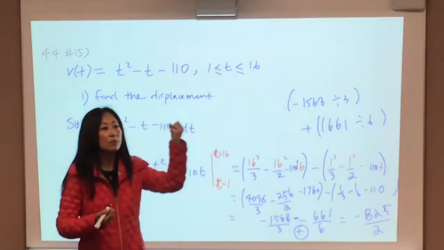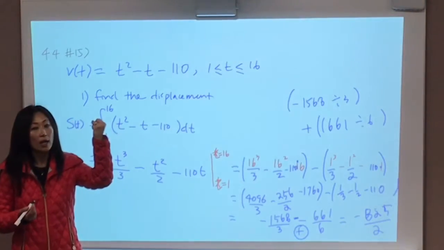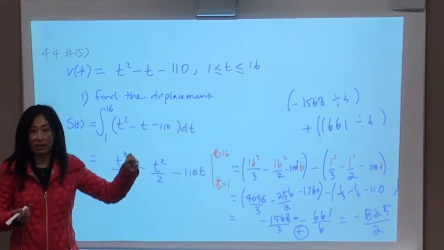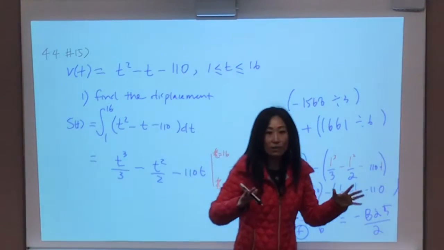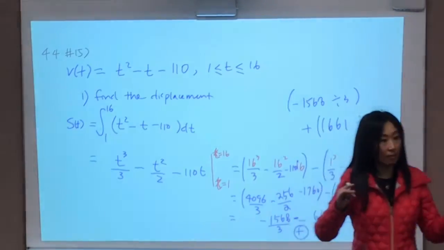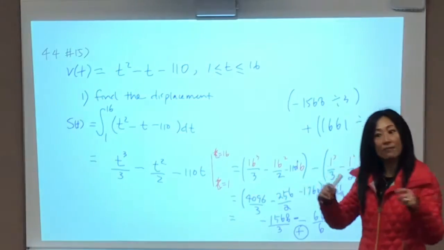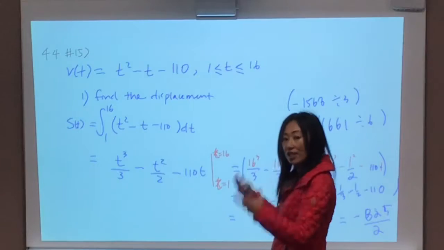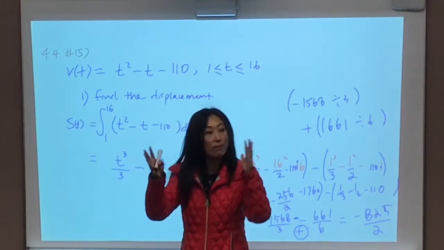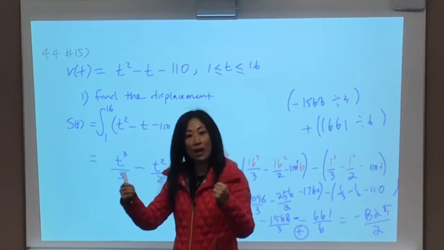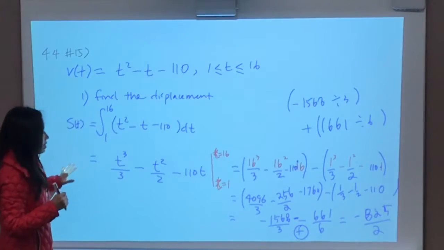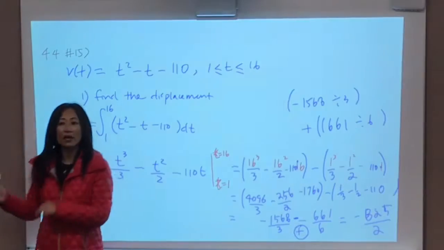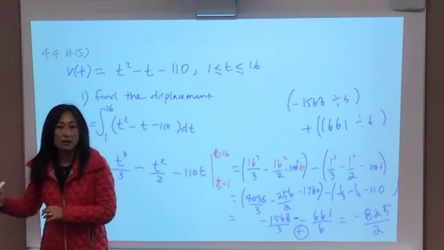So your answer tells you what? This particle is moving which way? Left, that's right, it's moving left. So as you see, displacement can be a negative number. Displacement is not the same as distance. If I ask you distance, you have to give me what? Only a positive number, because distance is only positive. It's like absolute value.